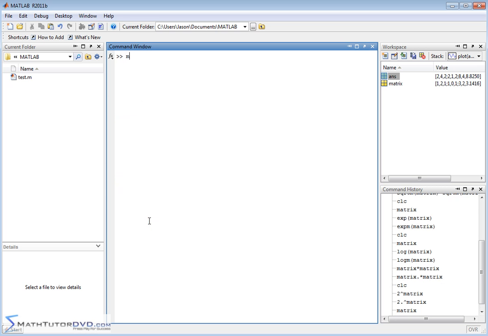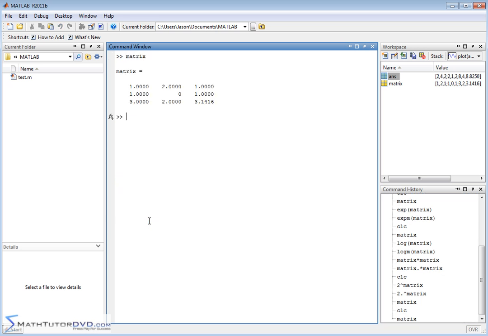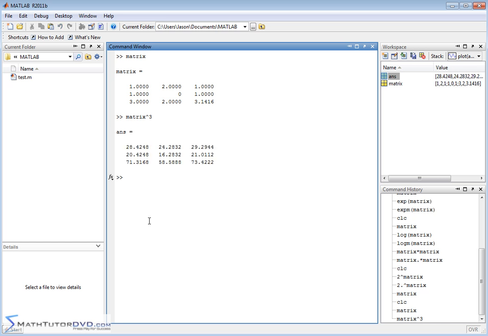Let me clear that out, put the matrix up here. The same thing happens if you want to raise this matrix to a power. A lot of students will do something like this, matrix to the power of 3, right? And they want to get an answer, and then they're like, this makes no sense. 1 to the power of 3 is not 28. 2 to the power of 3 is not 24.